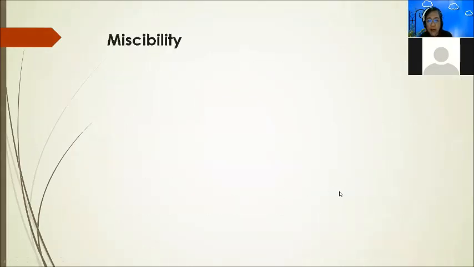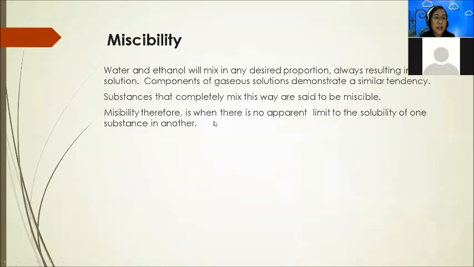Ayan. Kanina, I mentioned about miscibility. Earlier, we talked about mixtures that are either heterogeneous or what? Homogeneous mixtures. Okay? Now, all homogeneous mixtures are said to be miscible. Pero specifically, miscibility is this. Water and ethanol will mix in any desired proportion. Kasi kanina sabi natin, solvent is the substance that is in greater amount, and solute is the substance that is in lesser amount.